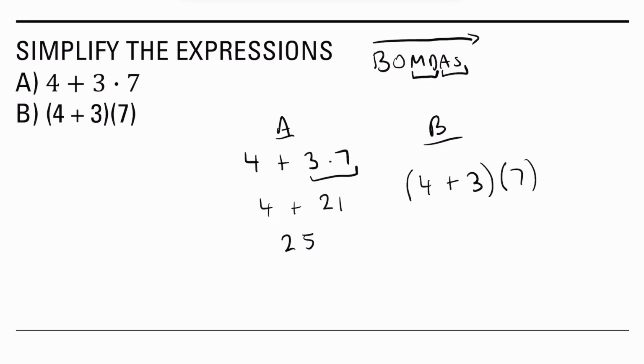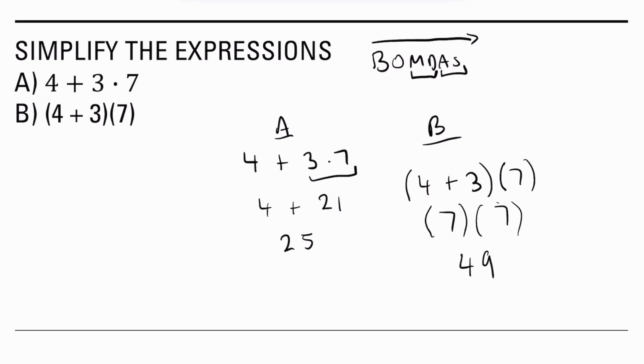So we need to look at the left bracket and we can simplify that. And so we get 7. So 4 plus 3 equals 7. And so now we have 2 brackets, which means that we're multiplying together. There's nothing else we can do. And so we'd go 49. So you can see how important BOMDAS or PEMDAS or order of operations in general really is.